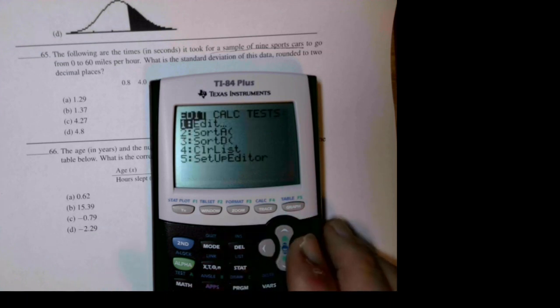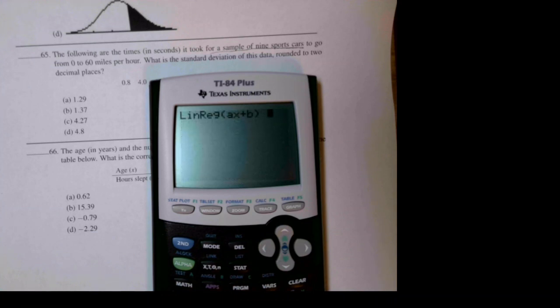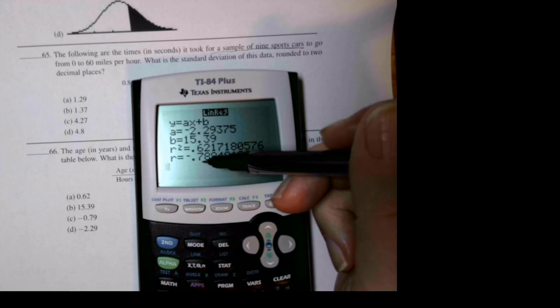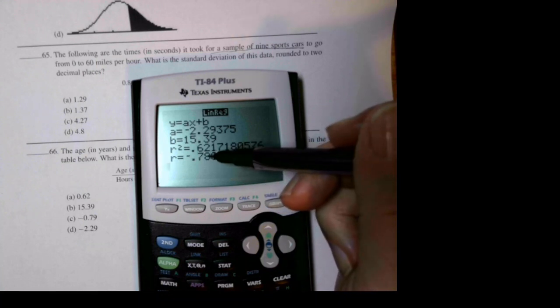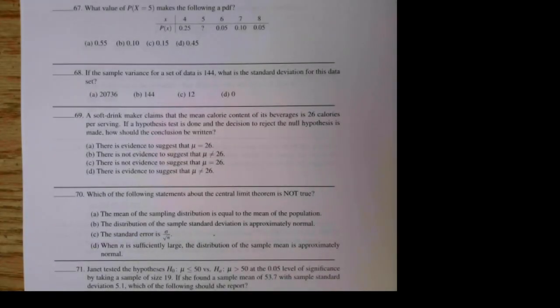And then you go to stat, calc, and down to LinReg(ax+b). There you go. Hit it again, and you can see, I hope you can see, r and r squared. And here we're after the correlation coefficient, so it's about minus 0.788. And so the correct answer is minus 0.79.